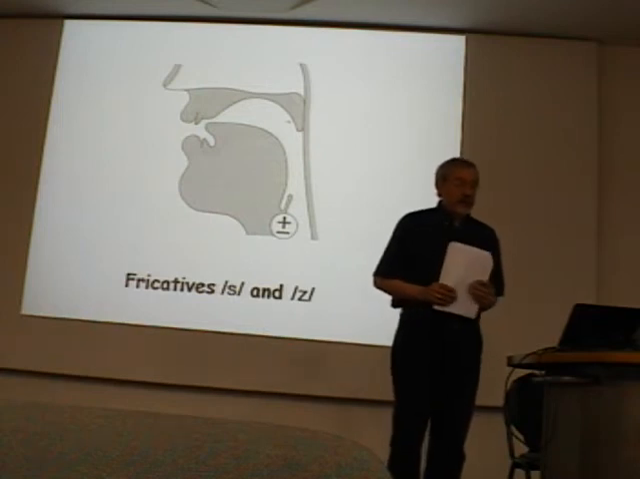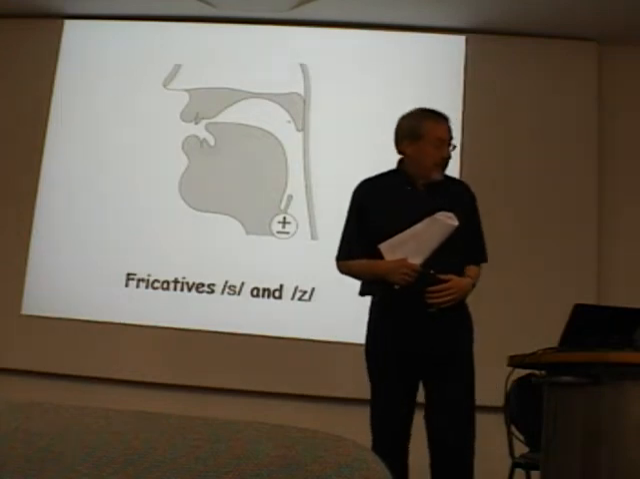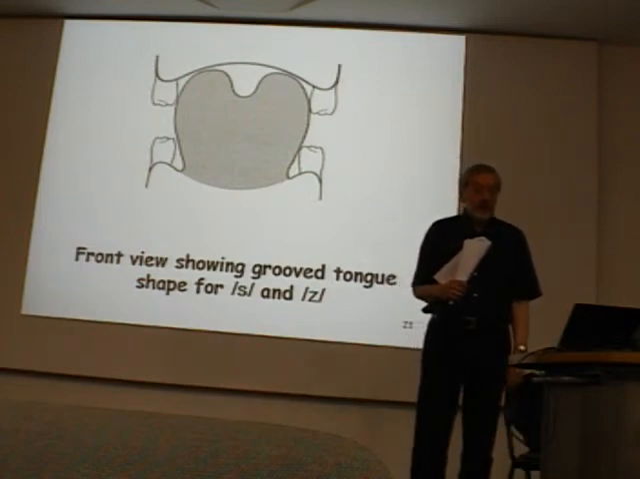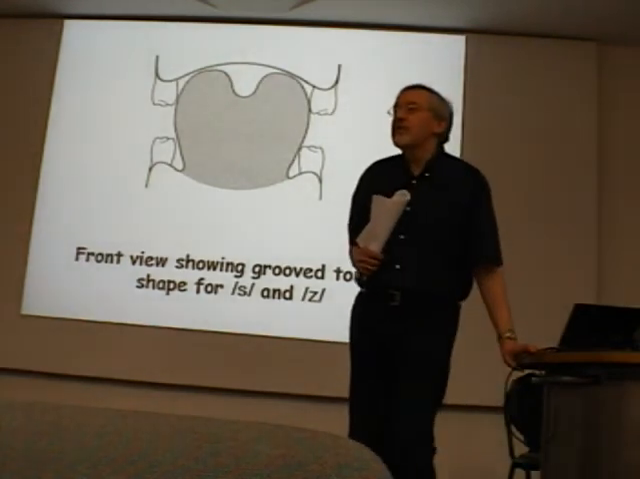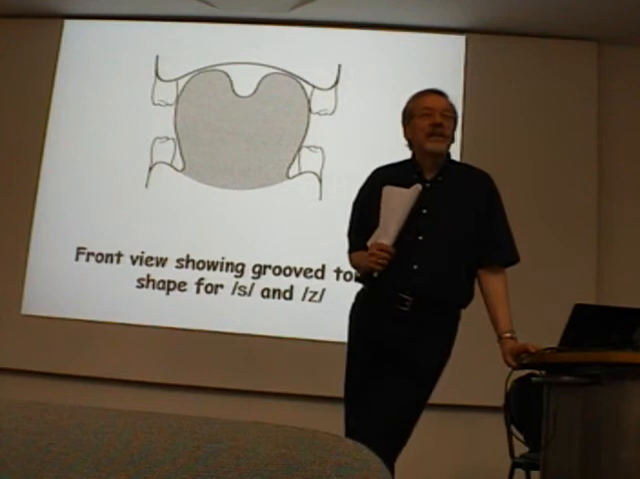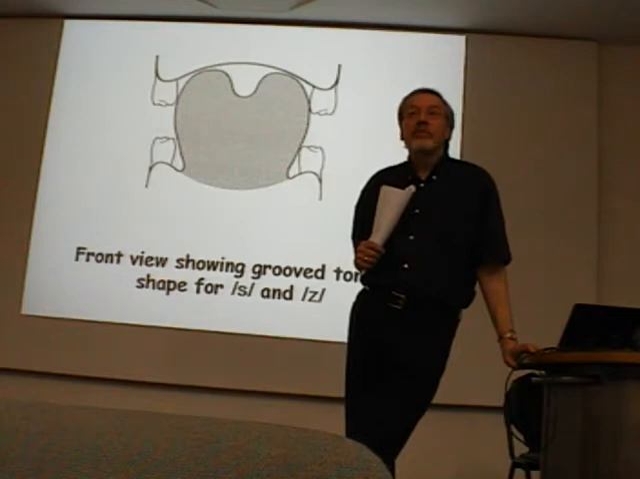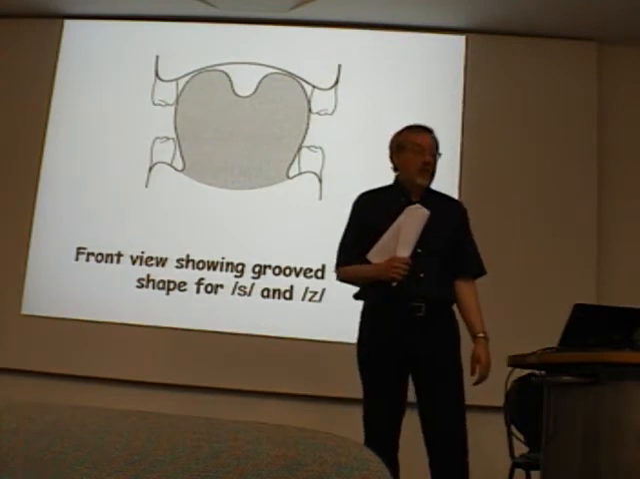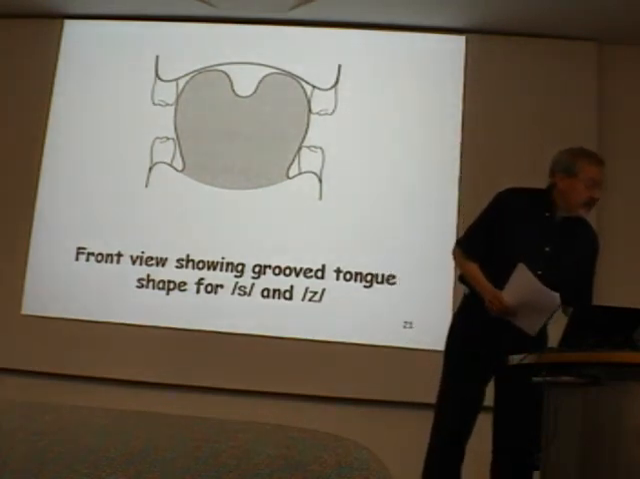Fricatives S and Z. The characteristic of S and Z is the shape of the tongue. And if you look at your handout or on PowerPoint here, then you'll see that the tongue is in a groove shape for S and Z. I can prove this to you quite easily by, if you say S, say it, if you're saying it properly, and breathe in, then you should feel cold air along the middle of your tongue. And this shows that you've got the groove that's necessary for the S and Z sounds.